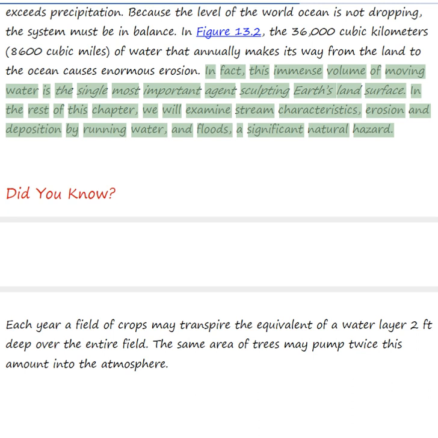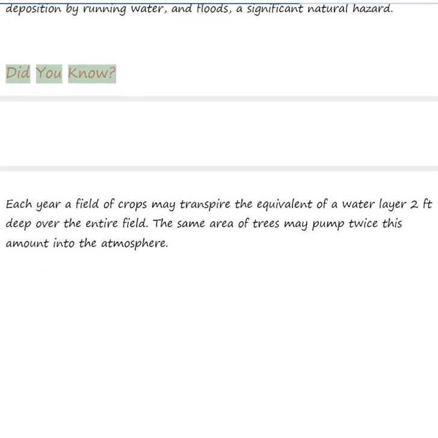In fact, this immense volume of moving water is the single most important agent sculpting Earth's land surface. In the rest of this chapter, we will examine stream characteristics, erosion and deposition by running water, and floods, a significant natural hazard.